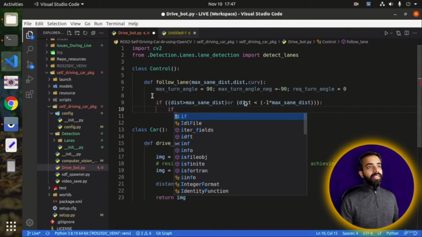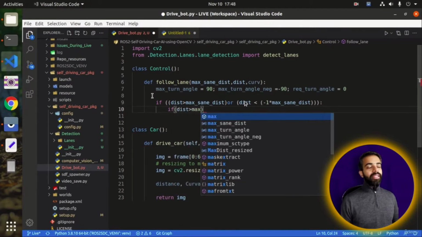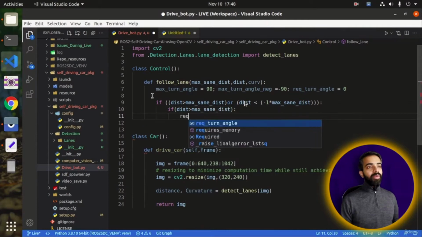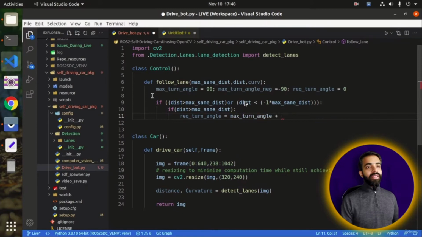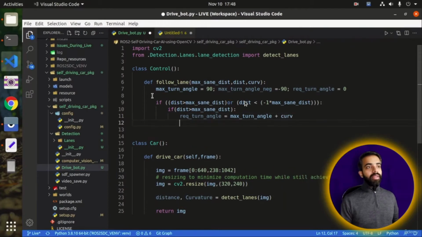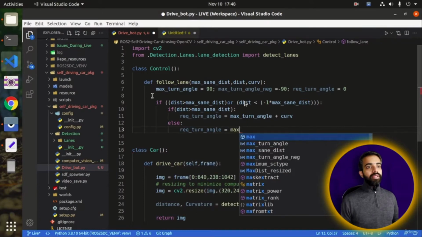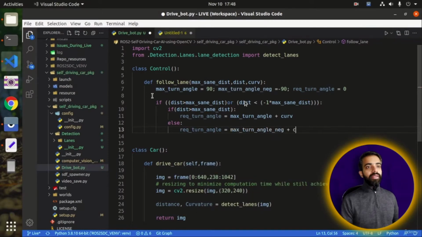Now, we first define the first condition inside these two conditions. That is, if distance exceeds on the right-hand side, the distance is greater than the max sane distance, then we simply compute the required turn angle as the max turn angle added to the curvature. So basically, we simply ignore the distance variable and replace it with the maximum turn that the car can take. And we add it to the curvature, or the angle the car is taking with respect to the trajectory, which gives us the required turn angle by the car. We cater for the other case by simply writing required turn angle is equal to max turn angle in the negative direction added to the curvature.